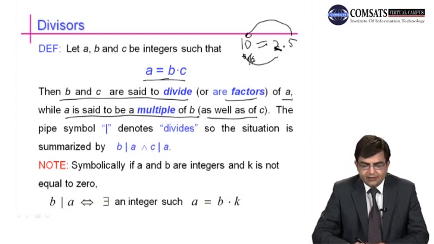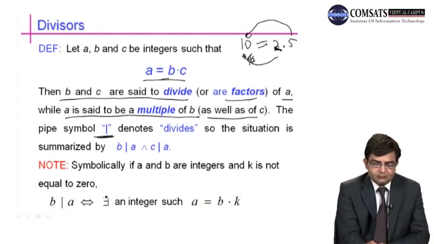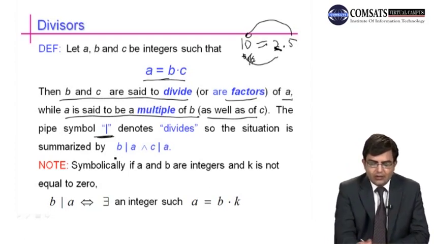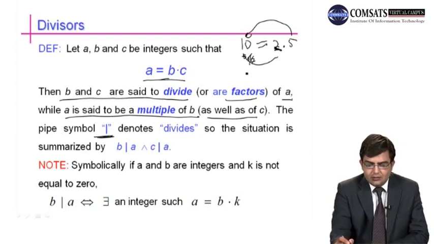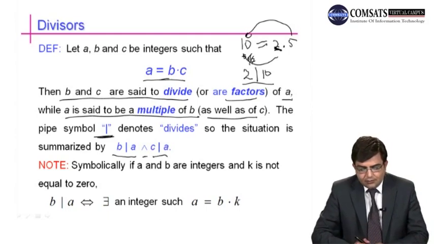How do we write it in number theory? This symbol is usually used to denote division or divisors. How do we write 2 divides 10? For example, 2 | 10. What does it mean? It means 2 divides 10. Here we can write B divides A and C divides A, with the conjunction operator between them.